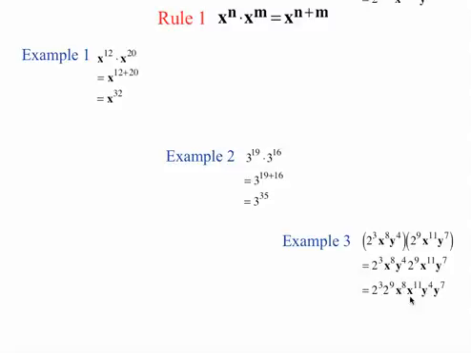Then I can add the exponents. So we're going to get 2 to the 3 plus 9, x to the 8 plus 11, y to the 4 plus 7. And that's going to give us 2 to the 12, x to the 19, y to the 11.